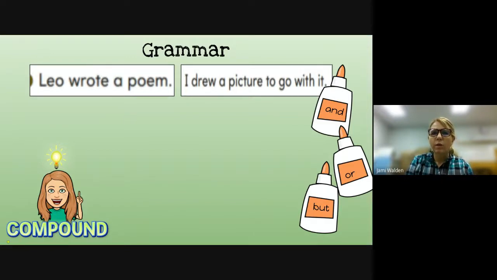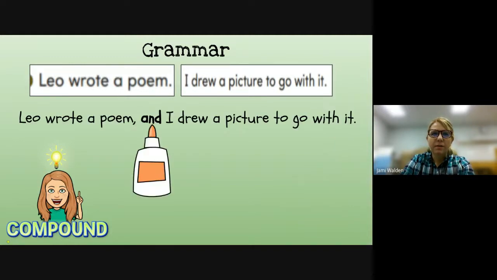Leo wrote a poem, but I drew a picture to go with it. Sounds like it should either be and or but. Which conjunction makes this compound sentence sound better? What do you think? All right, let's check. Leo wrote a poem and I drew a picture to go with it. We're telling about two things that happened. So we use the conjunction and to combine or put together those thoughts.